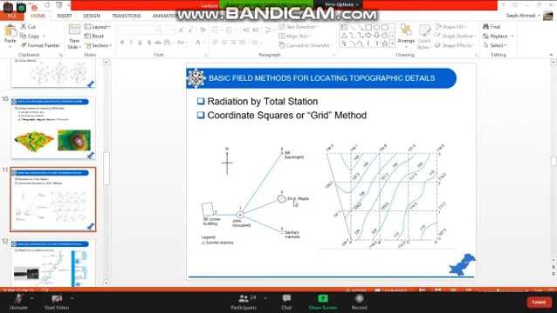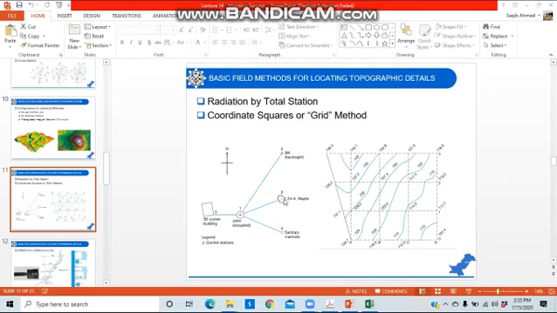And then this is a maple tree. So any feature, if you want to put that maple tree on your map, you need to take the readings of it. What are its x coordinates, what are its y coordinates, and what is the total height of that maple tree if it is a topographic map. So definitely you would take the reading of that maple tree.